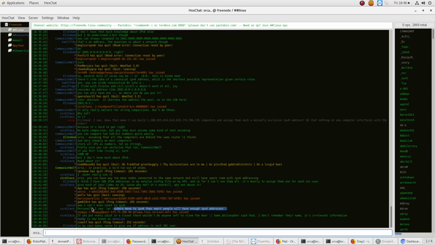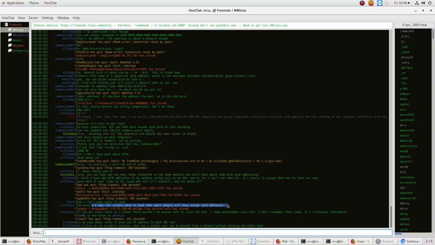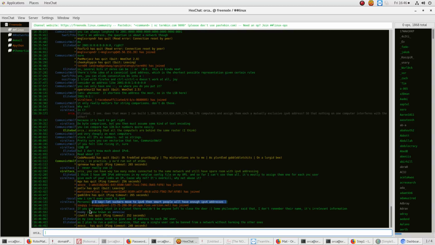Personally, I say, let suckers move to IPv6 and then smart people will have enough IPv4 addresses. That's so true. Because they'll be in control of what other people want. IPv4 will always be more valuable than IPv6. I shouldn't say that. That's just the way people look at things. What is a ZNC user?